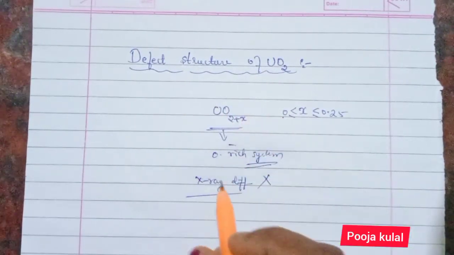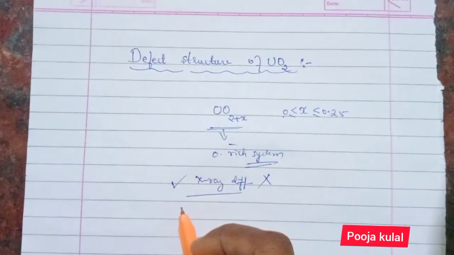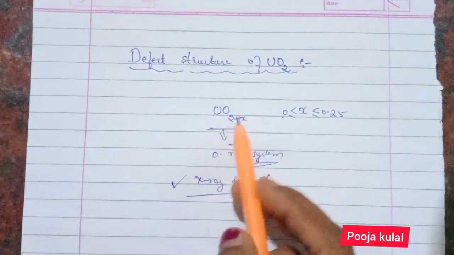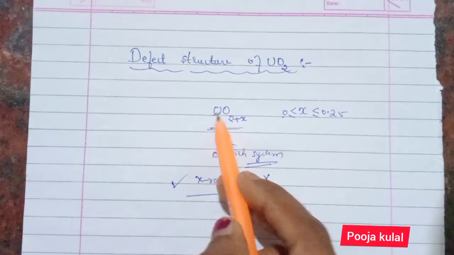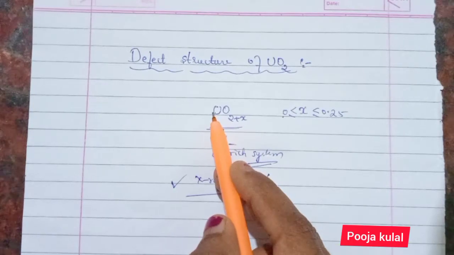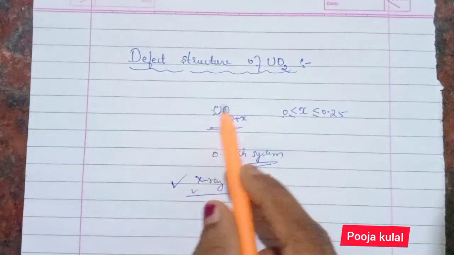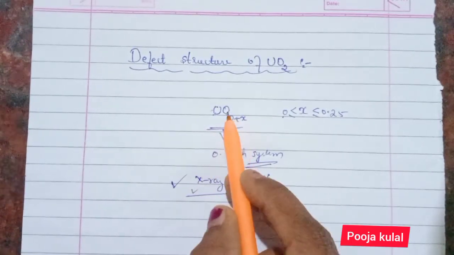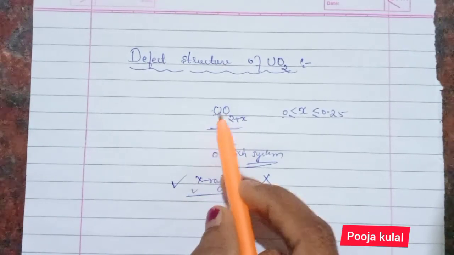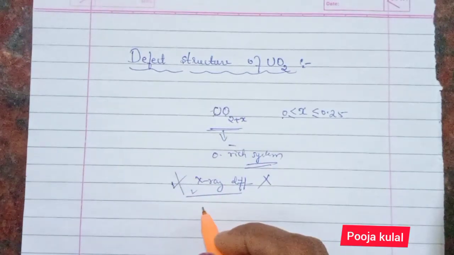Why? Because if we study uranium dioxide using X-ray diffraction, uranium is a radioactive element, correct? Since it is a radioactive element, whenever we pass the X-ray, there may be a scattering from uranium. The uranium scatters in the presence of X-ray, and we cannot get any information about the oxygen. So, we cannot go for X-ray diffraction study.